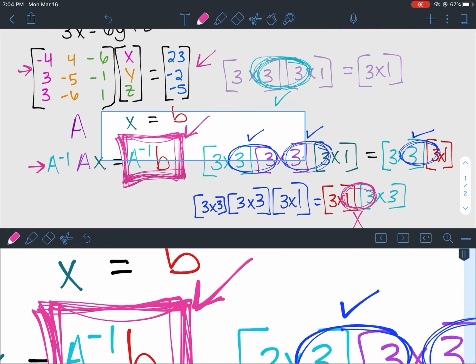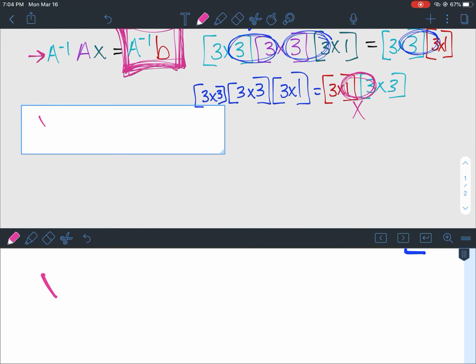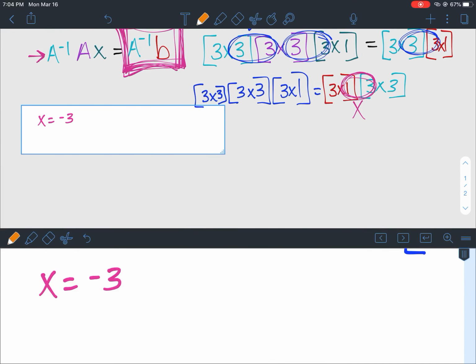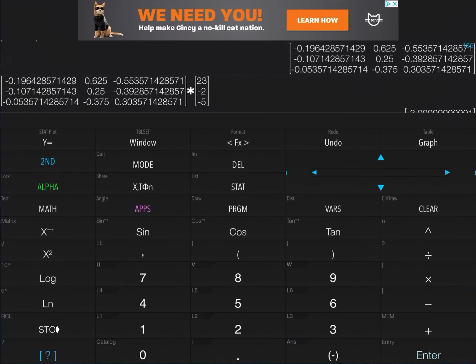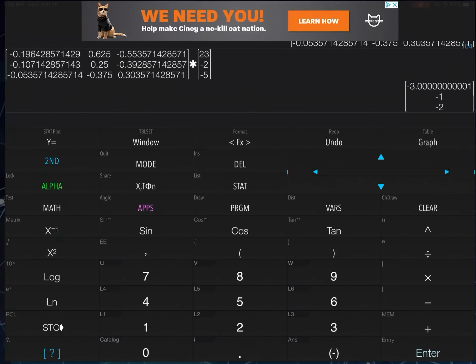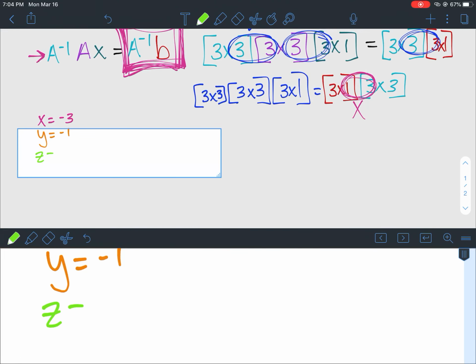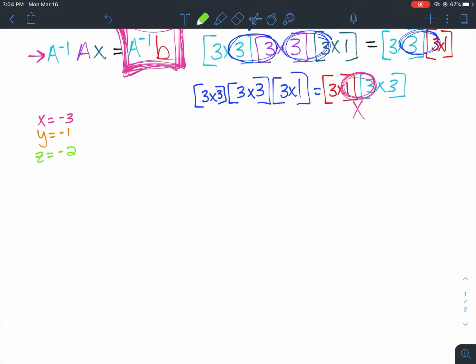So my answer for this matrix should have been that my x variable equaled -3. My y variable, so that's my second entry here, equaled -1. And my z variable equaled, I think that was -2 there. So please, if you have questions about this, this is what we should have ended up with, this green box over here. If you have questions about any of that, please feel free to ask me.